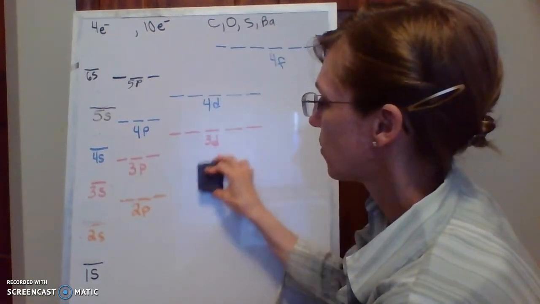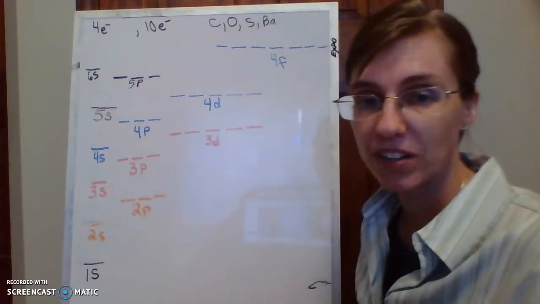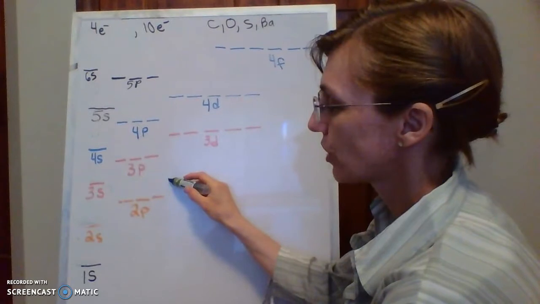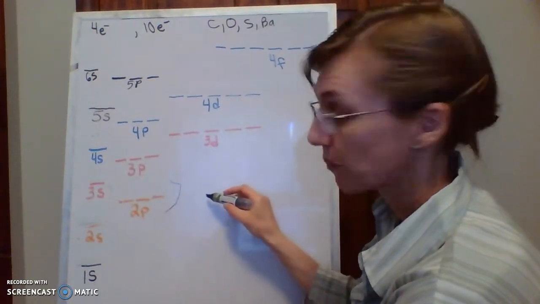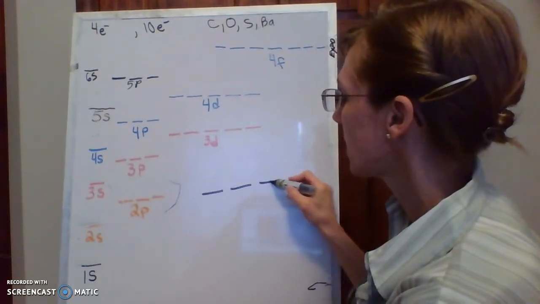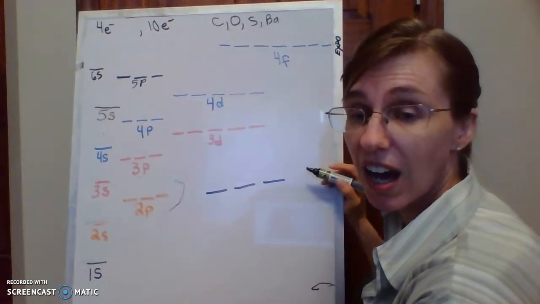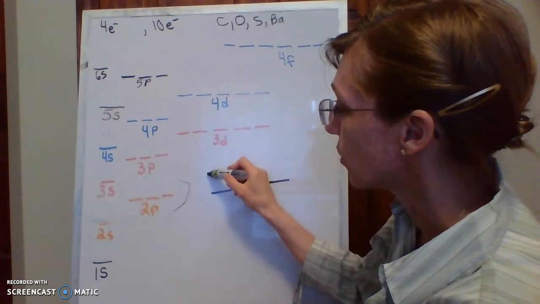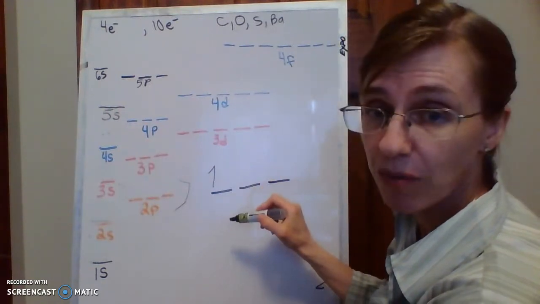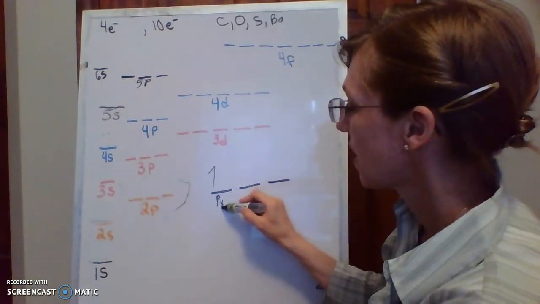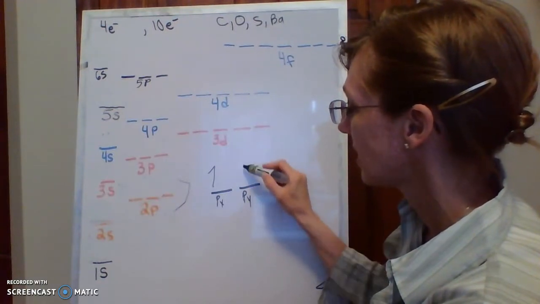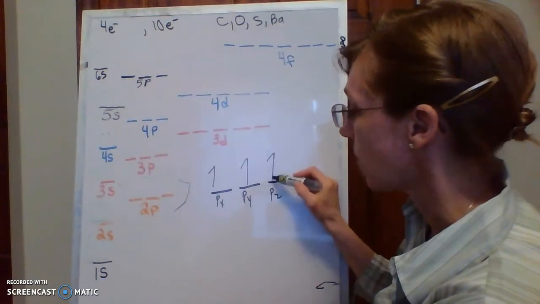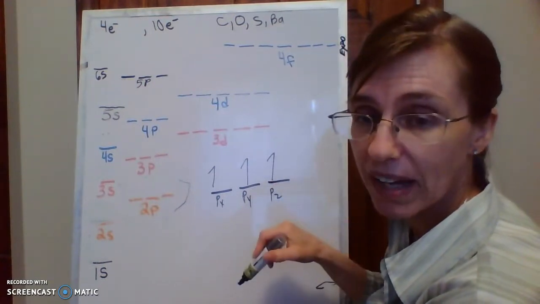And then the third rule was that each orbital of the same energy level has to be filled before going back and pairing. So let's look at the p's here for an example. P's have 3 orbitals at the same level of energy. So when we're filling those, the px has to have 1, the py gets 1, and the pz will get 1 before you can go back and pair.